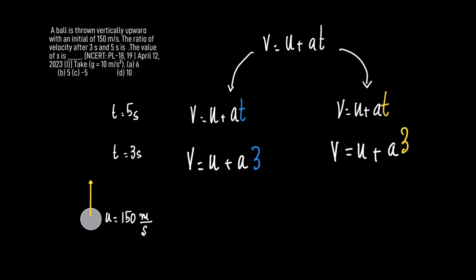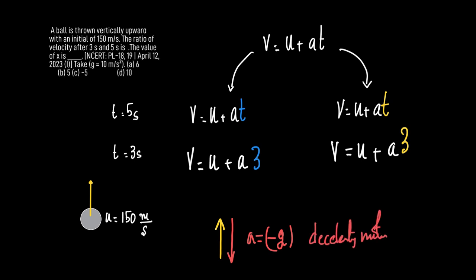Now, what is a? Let's try to understand this. The direction of motion is upwards. Acceleration due to gravity is acting downwards, which means it is opposing the initial direction of motion. And therefore, acceleration here is equal to minus g, which means that this is a decelerating motion. The velocity will keep on reducing as it goes up. It would come to 0 and then come down.